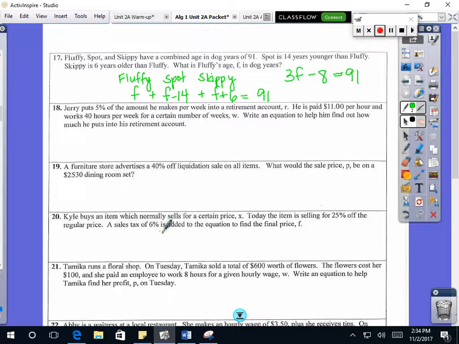Well, they told us we didn't have to solve. But yeah, if you wanted to, you could add the 8 and get 99, and then divide by 3. 33 in dog years. Negative 14 plus 6.